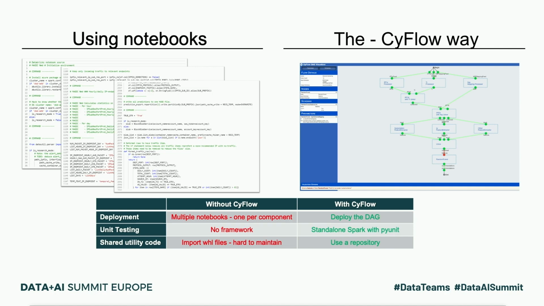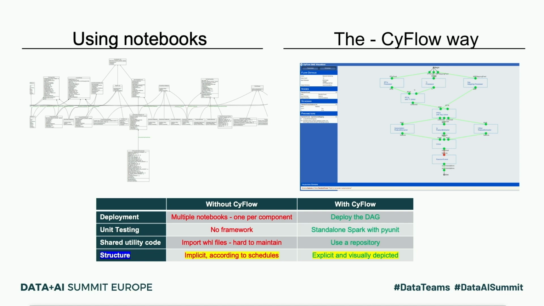You can unit test because with SciFlow, you're developing everything inside an IDE. You could do unit testing in a rather simple way, just the way unit testing is done in natural programming. You create standalone Spark and run your unit tests. There is shared utility code, which is easier to manage using a repository versus when you need to upload a wheel file and then use it in notebooks.